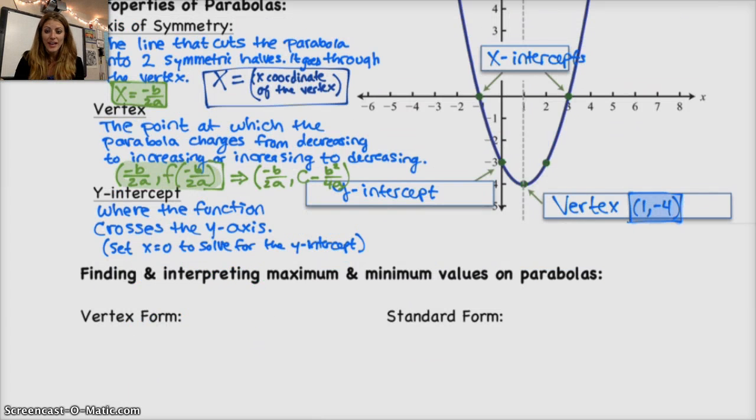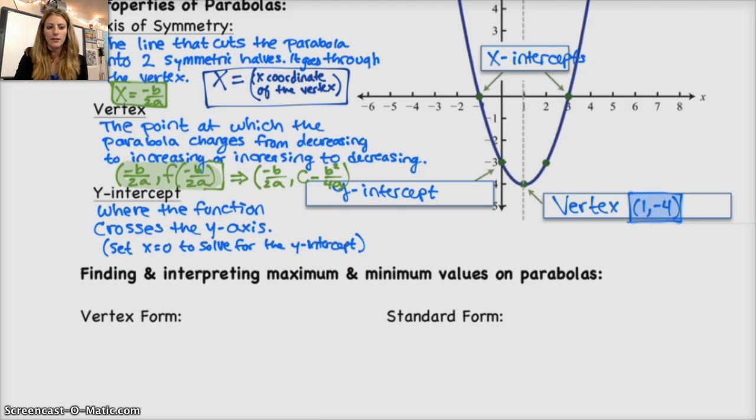All right, I'm going to move on to the next thing: finding max and min values of a parabola. Like I said, if you start in standard form, the vertex is either going to be the maximum or the minimum. And the way you find it is with that little formula that I showed you.